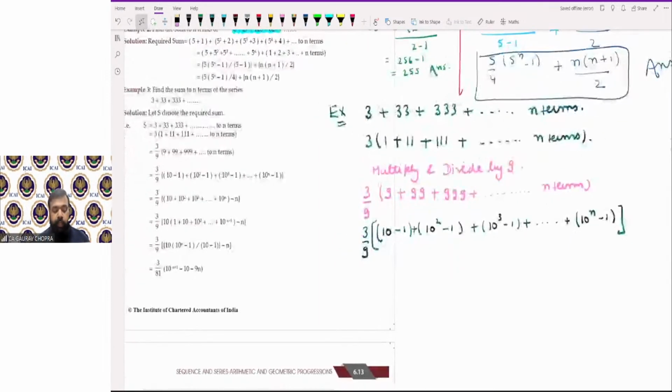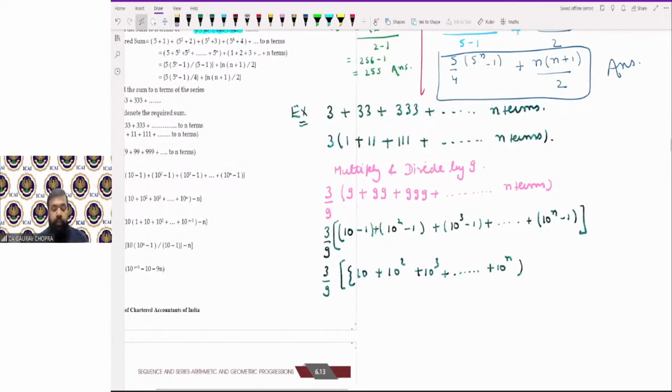अब क्या करेंगे? नेक्स्ट स्टेप इज टू स्प्लिट द सीरीज। अब नेक्स्ट स्टेप में हम सीरीज को स्प्लिट करेंगे। तो लेट्स स्प्लिट देम। तो 3/9, then it will become 10 to the power of 1, 10 to the power of 2, 10 to the power of 3 and so on. And ये कहां तक जाएगा? 10 to the power of n. Then we are having negative series, -1, -1, -1 up to n terms.